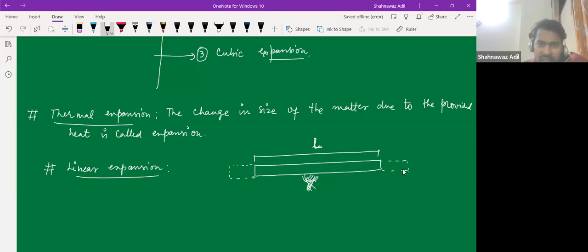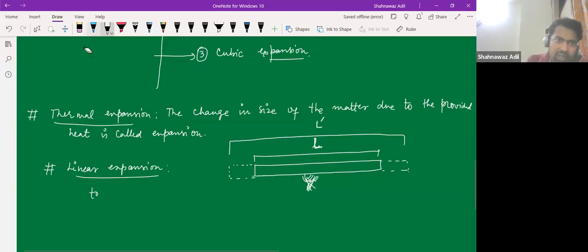But this is happening linearly, so this is called linear expansion. These two distances, these two elongations, so the total elongation is delta L. Now the length has become L prime. So the elongation would be how much? Elongation is delta L, which is L prime minus L.